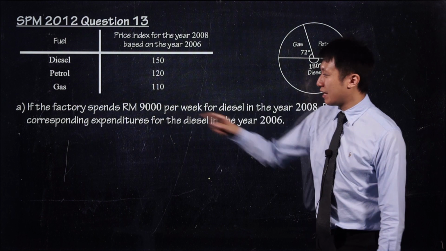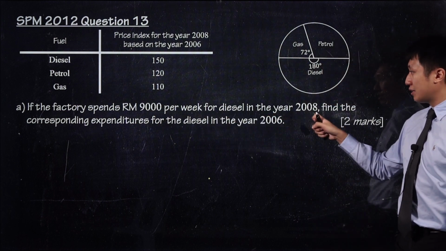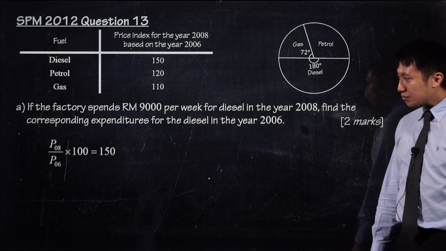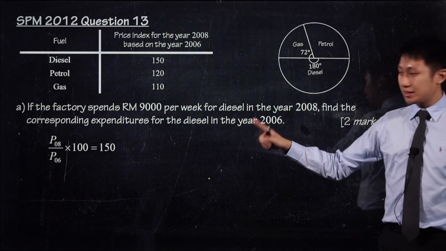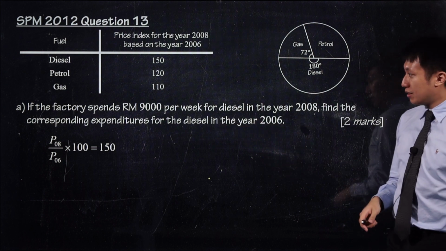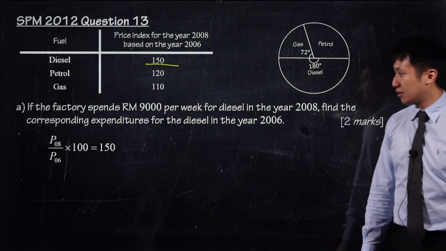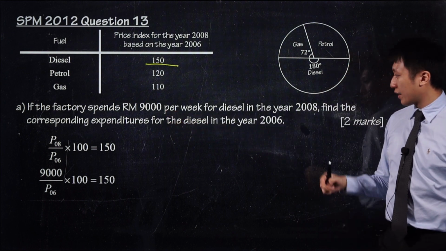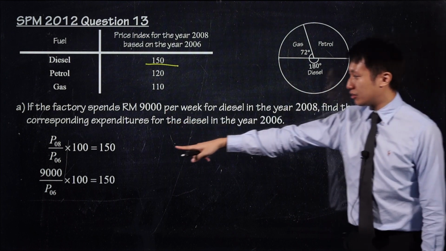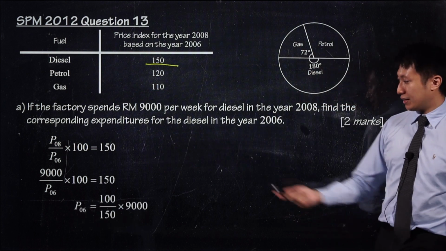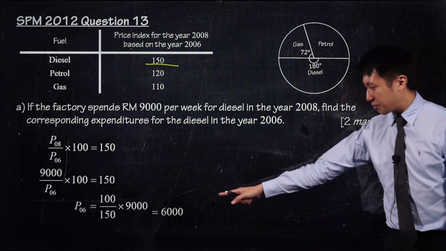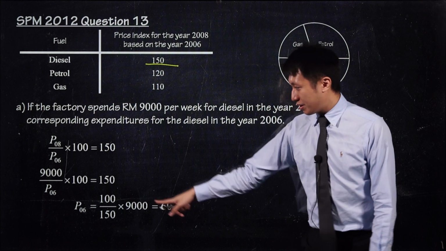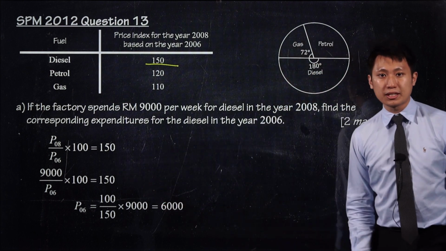The factory spends 9,000 per week for diesel in year 2008. Find the corresponding expenditure for diesel in 2006. So P08 over P06 times 100 is 150, which is given for diesel. What is given? You know 9,000 per week in 2008. Then you can find P06 easily. Multiply, and you get 6,000. You see it's increased by 50%. Does it make sense? 6,000 to 9,000, yes, 50%.